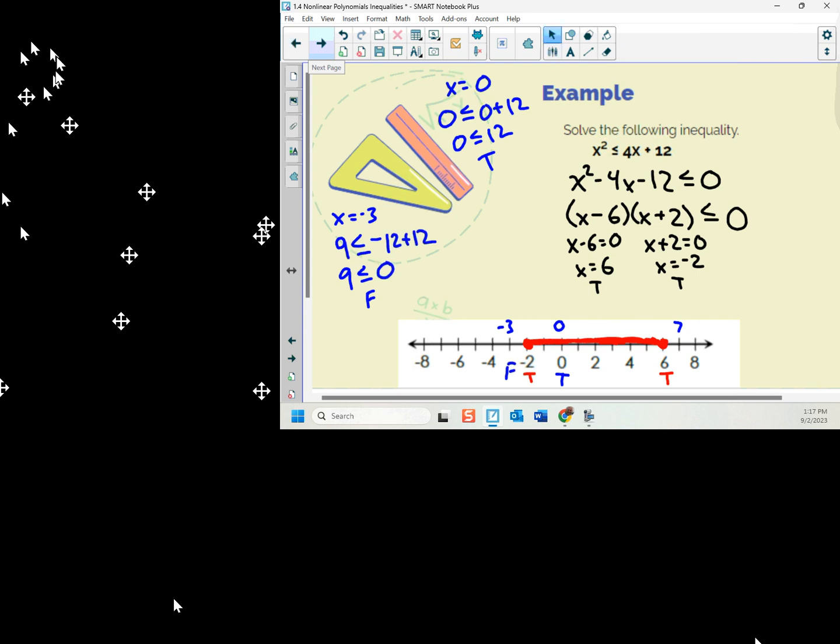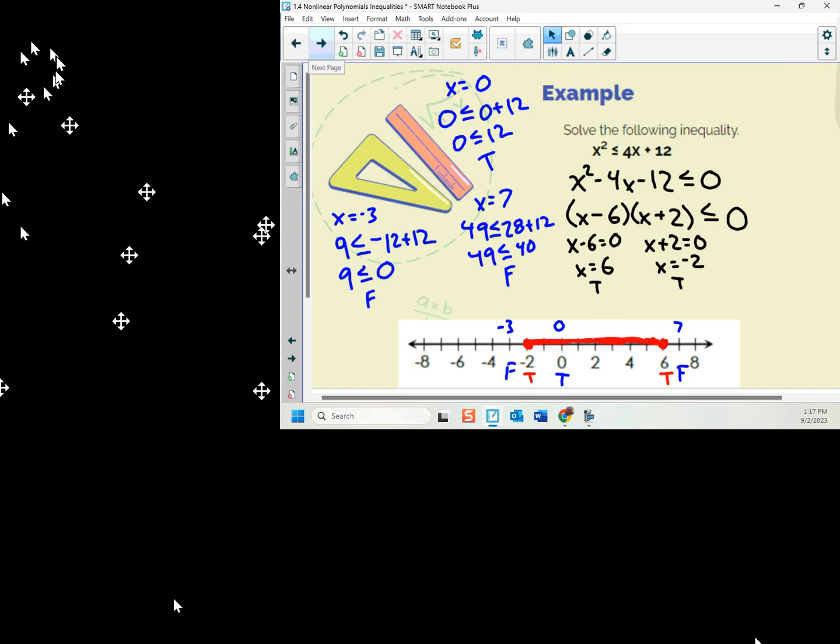And then when I plug in the value of 7, when x equals 7, I get 49 is less than or equal to 28 plus 12. That says 49 is less than or equal to 40. That's false. So that's not going to be true to the right of 6.